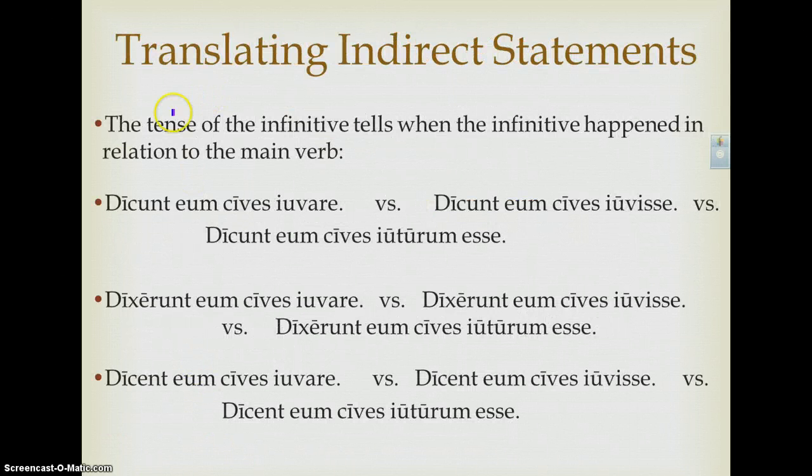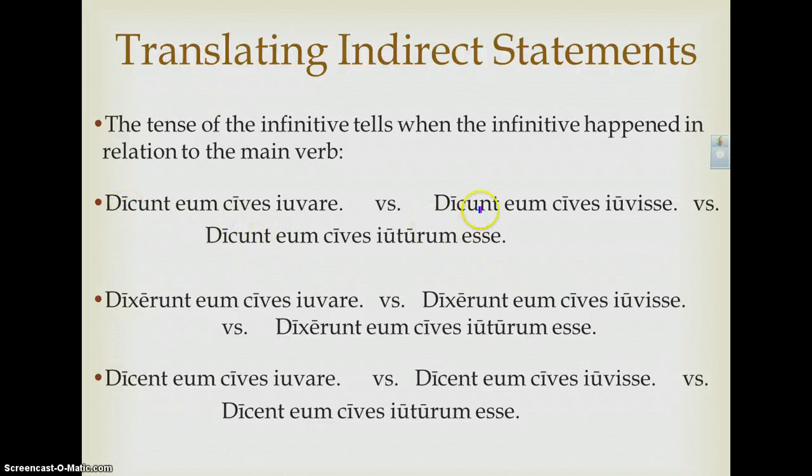One other thing you should know. The tense of the infinitive tells us when the infinitive is happening in relation to the main verb. That's actually exactly how participles work too, so this is no different. So, present infinitives tell you that the action happened at the same time as the main verb. Perfect infinitives tell you that the action happened before the action of the main verb. And future infinitives, logically, tell you that the action happened after the main verb.